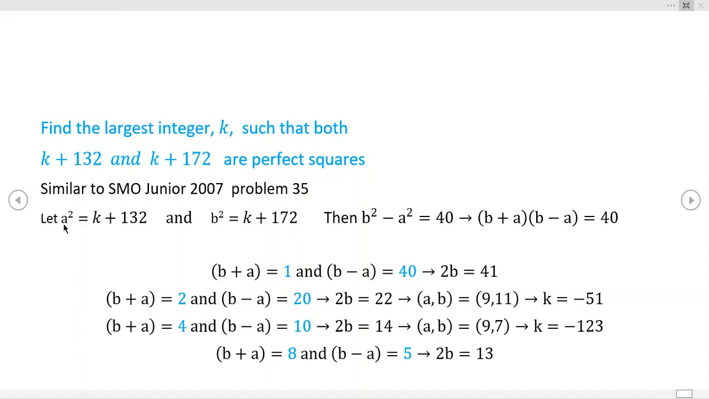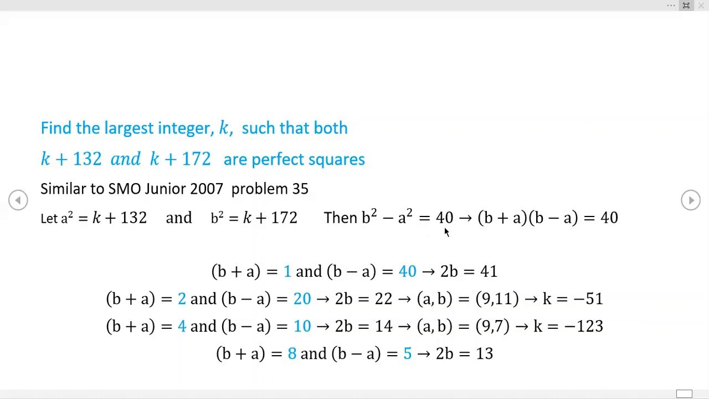And of course, a and b aren't stated to be integers, but they have to be integers just by closure here. So if you subtract these two objects from each other, you actually get b squared minus a squared is equal to 40. That would be k plus 172 minus k plus 132, and that just leaves 40, right? The k's cancel. Now, the thing that really helps us out quite a bit here is that this is the difference of two squares. And so we get that 40 is going to equal the product of these two binomial factors. So it's just a matter of exhaustively going through all the possibilities.